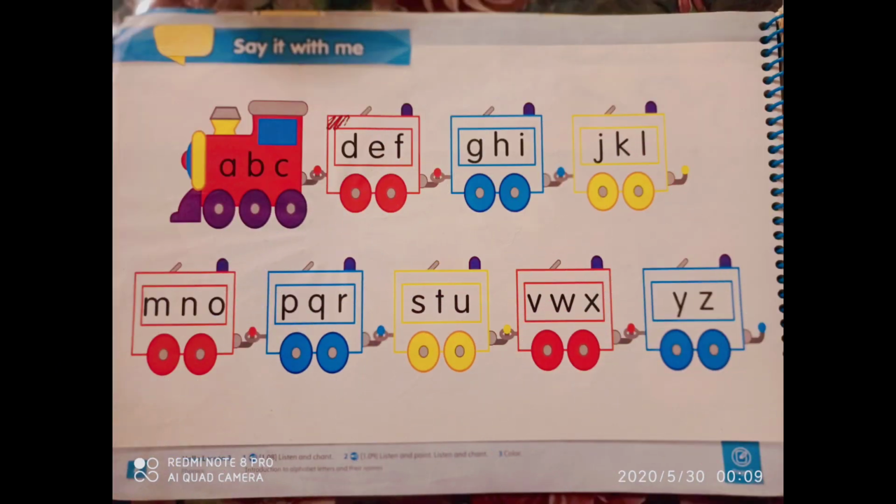My dear students, I hope you enjoyed this song, ABC song. And now it's time to color this page. So let's start coloring and enjoy this one. Okay, where that pointer is, you can see the color of the wheels. Okay, the first one is red. So take the red crayon and start coloring it.